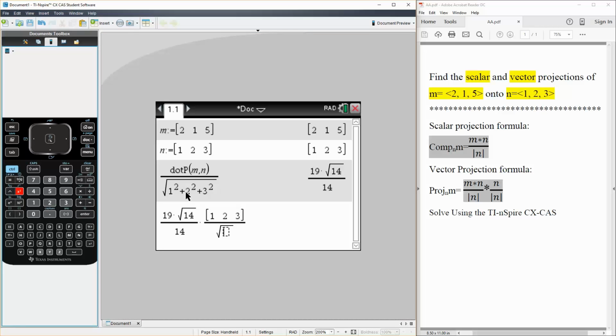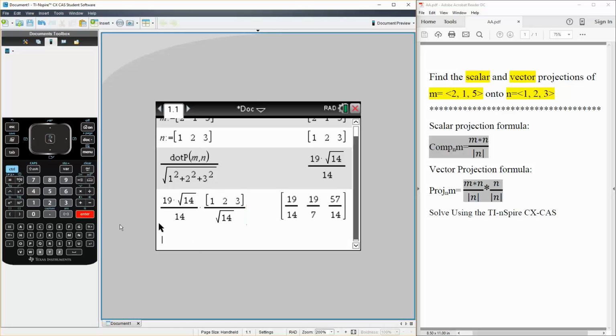That's going to be the square root of 14. If you do 1 squared is 1, plus 2 squared is 4, plus 3 squared is 9, 9 plus 1 is 10, plus 4 is 14. Like this, hit enter, and this is our final answer for the vector projection. So once again, this is the scalar projection answer, and this is the vector projection answer. And that's all we need to do.